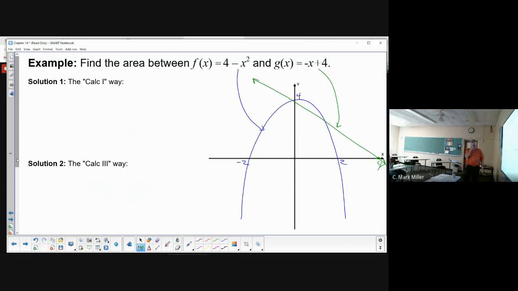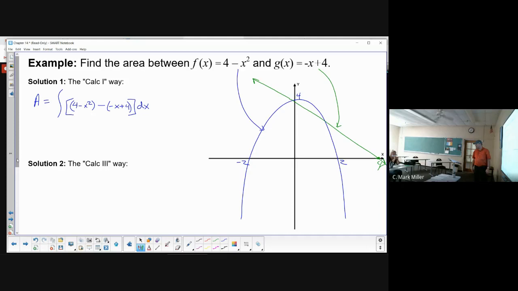Now, there's a Calc 1 way of doing this. It was you subtract the two. So the Calc 1 way was area equals integral. We'll figure out the bounds in a second. And since the parabola is on top, this is going to be 4 minus x squared minus the line on the bottom, dx. Okay?